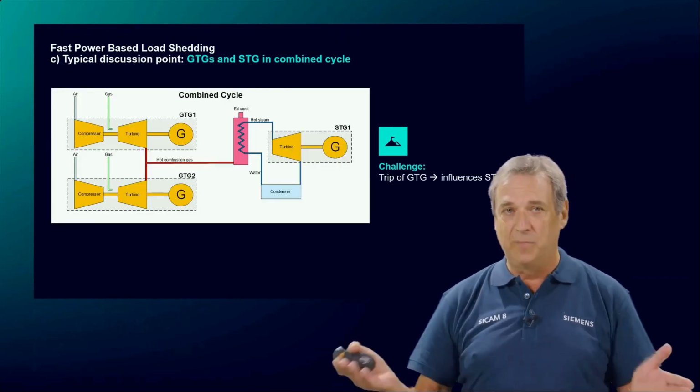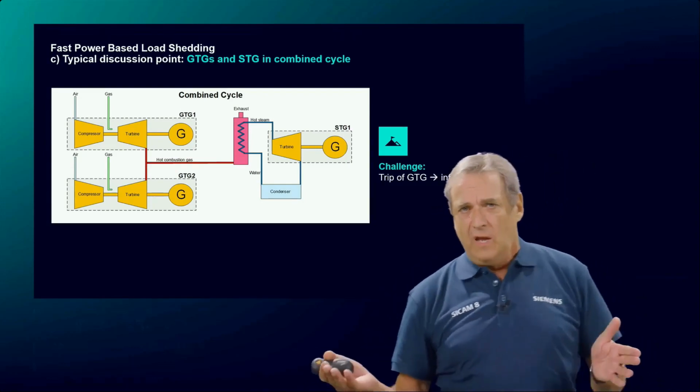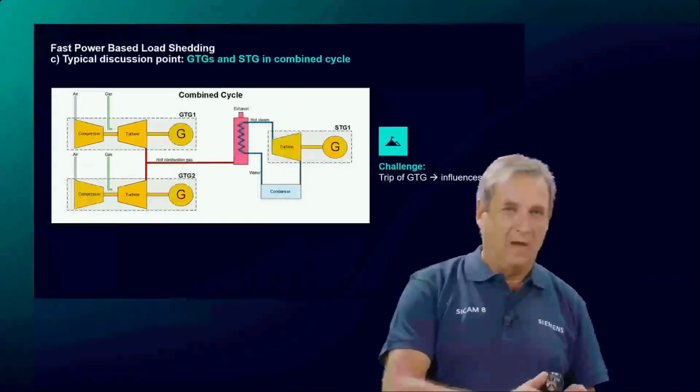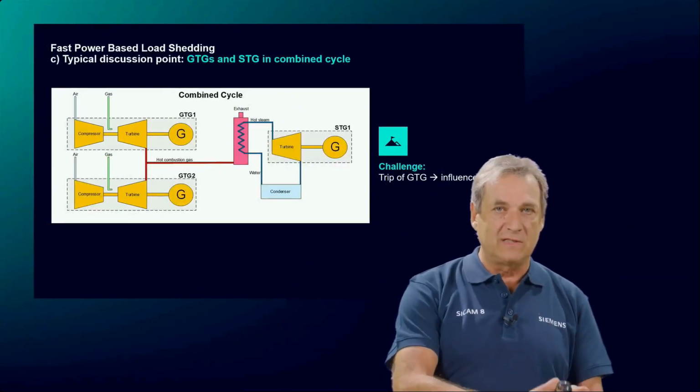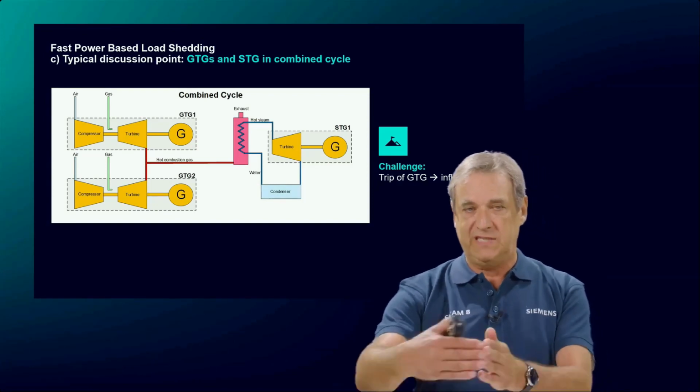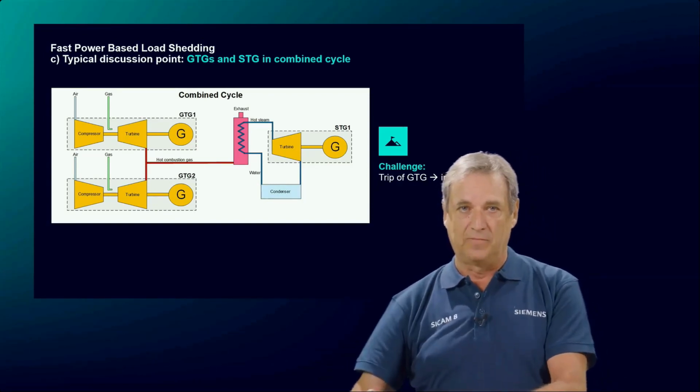Yeah, another typical discussion point. Since everybody is forced to save energy, more and more industrial applications are using very efficient combined cycle generator constellations. There are many different versions of combined cycle systems, but the main principle is that the waste heat of a gas turbine is used to produce steam for a steam turbine.